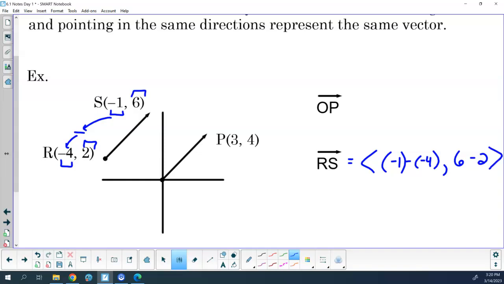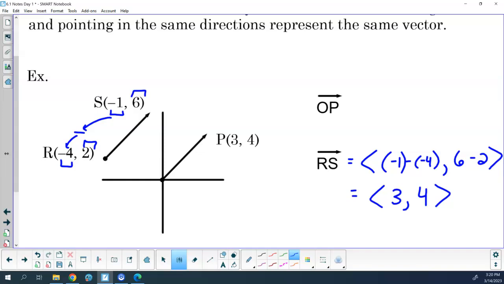Well, -1 minus -4 is +3. 6 minus 2 is 4. So the component form of vector RS is 3, 4.